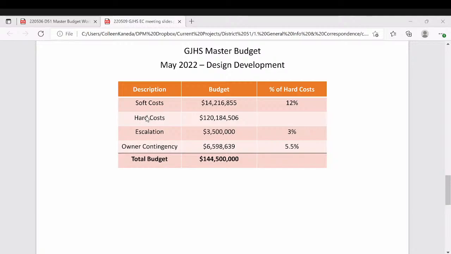Typically going into a brand new construction project, we like to see about maybe 7.5% in contingency, and that's after escalation's been spent. So we're kind of in that range. I personally like 10 because I like to feel more comfortable, but 7.5 is usually okay.